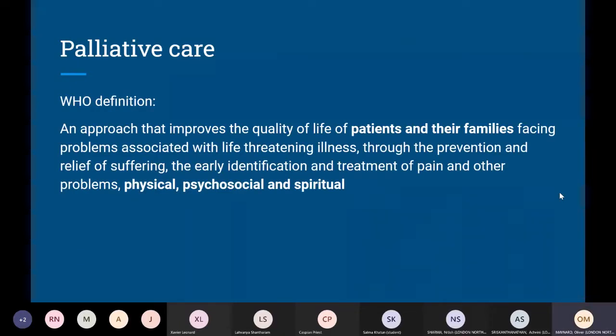Palliative care is always good to start off with a definition. The World Health Organization describes it in quite a long way, but I'll quickly go through it. An approach that improves the quality of life of patients and their families facing problems associated with life-threatening illness through the prevention and relief of suffering, the early identification of treatment and pain and other problems, physical, psychosocial and spiritual. So I think there's three main things to pick out from there.